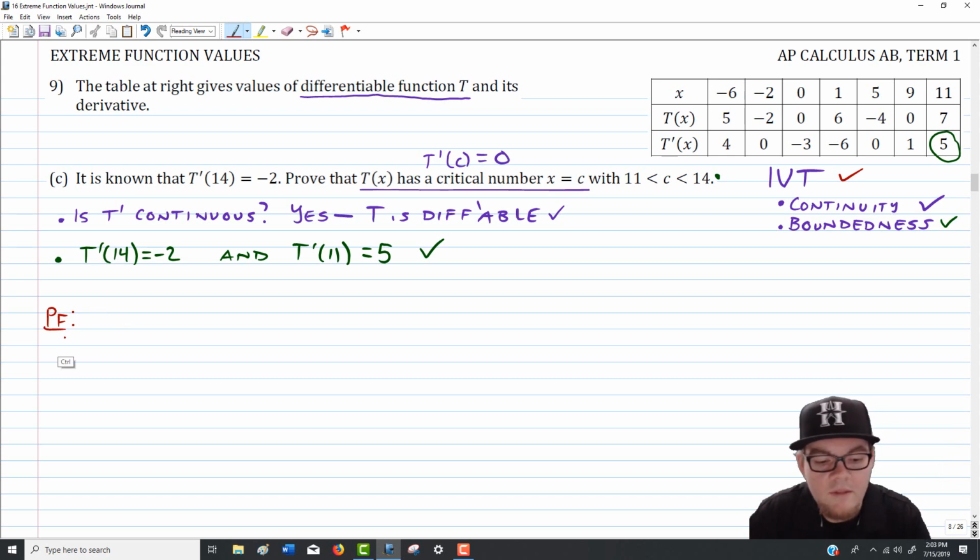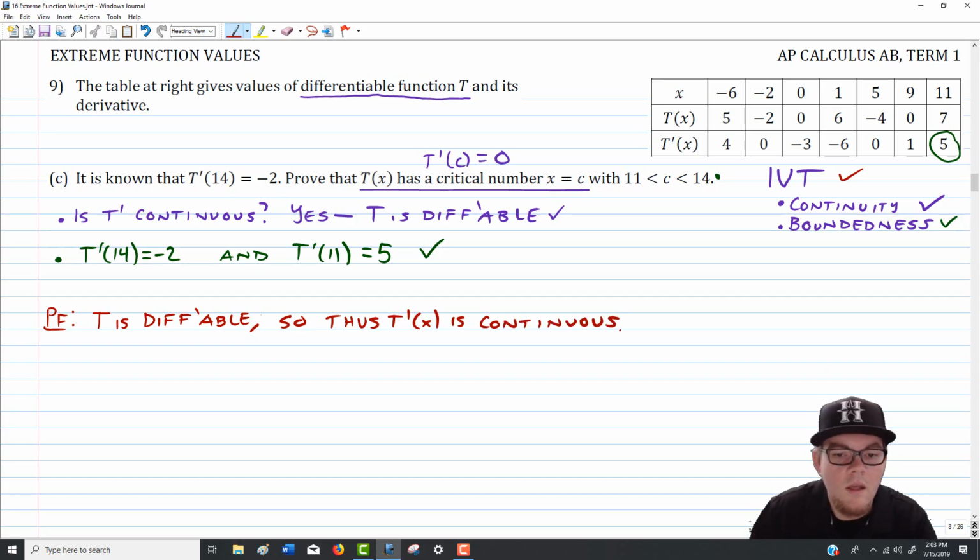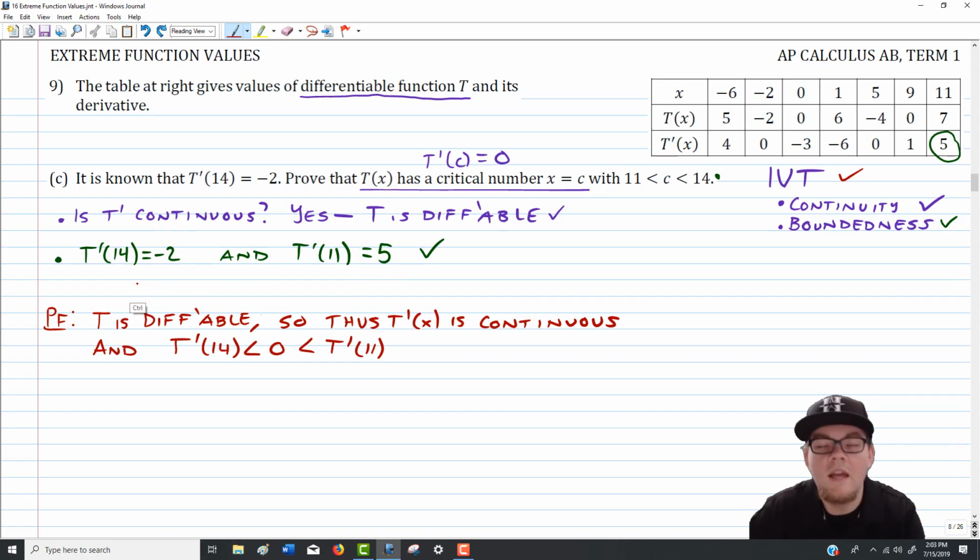So in our proof, we want to make some statements. We need to guarantee both properties are there and state them as nicely as possible. So first of all, t is differentiable, so thus t prime of x is continuous. And, following along the same things, we have that t prime of 14 is less than 0 is less than t prime of 11. And again, we don't need to say more than that. We don't need to state the values because we already established them right up here. So as long as we did that good work ahead of time, we're covered.